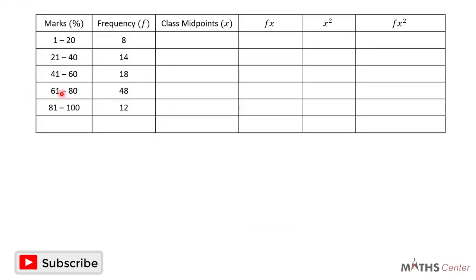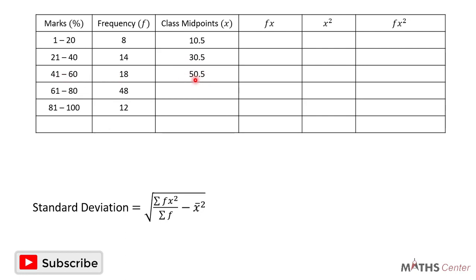So we have the marks here and their corresponding frequencies. We will get the class midpoints by adding the lower class limit to the upper class limit and dividing the result by 2. So the first one will be 1 plus 20 divided by 2, that's 10.5. The next one is 21 plus 40 divided by 2, that's 30.5. 41 plus 60 divided by 2 will give us 50.5. 61 plus 80 divided by 2 is 70.5. And 81 plus 100 divided by 2 is 90.5.